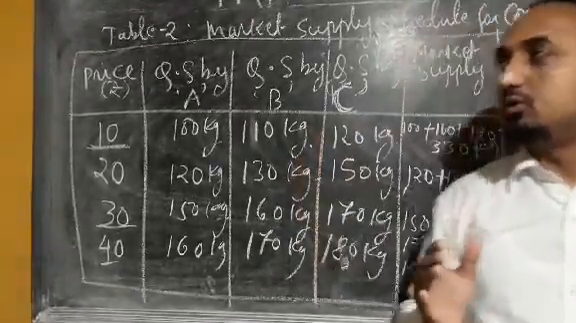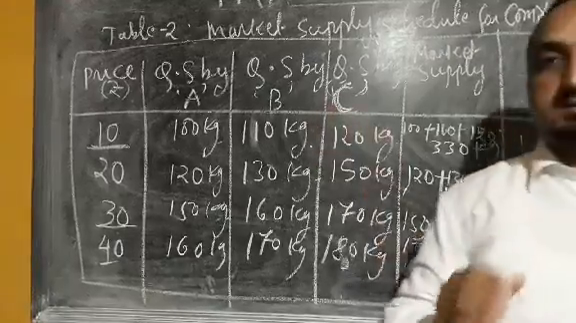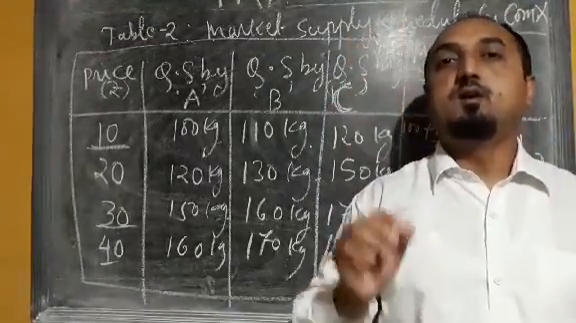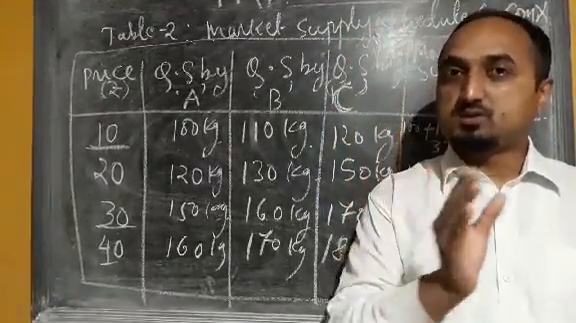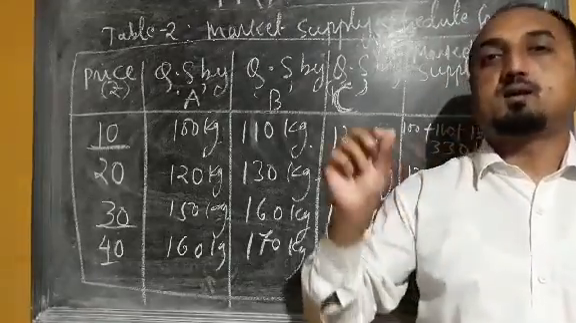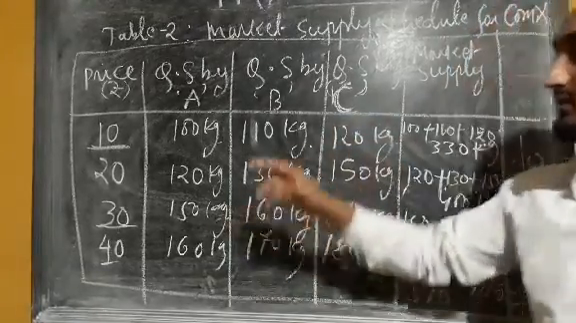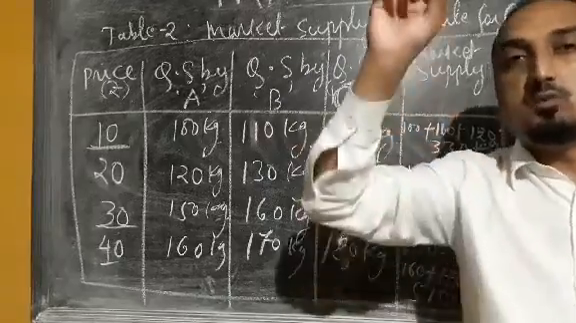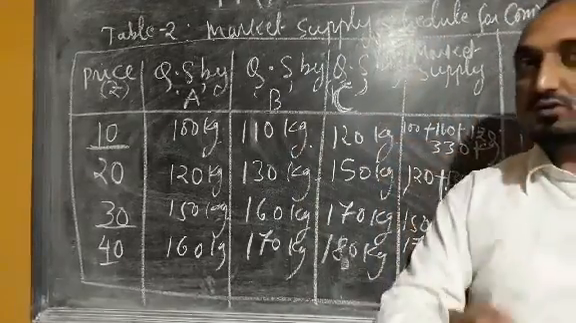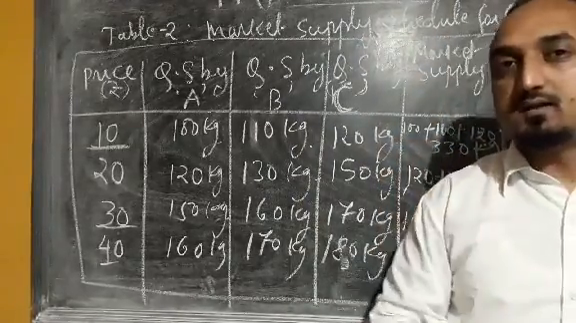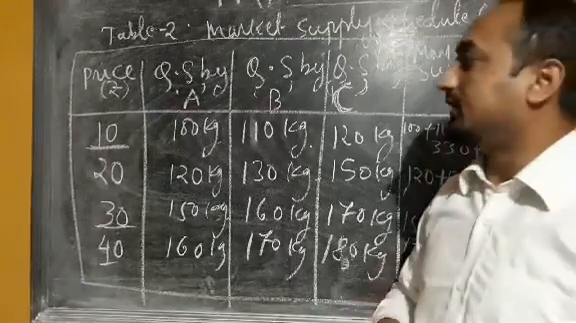Now what I'm going to do from this table is derive the individual supply curve and market supply curve. So with the help of this given information, we can derive the individual supply curve as well as the market supply curve. So let's start with the first one.